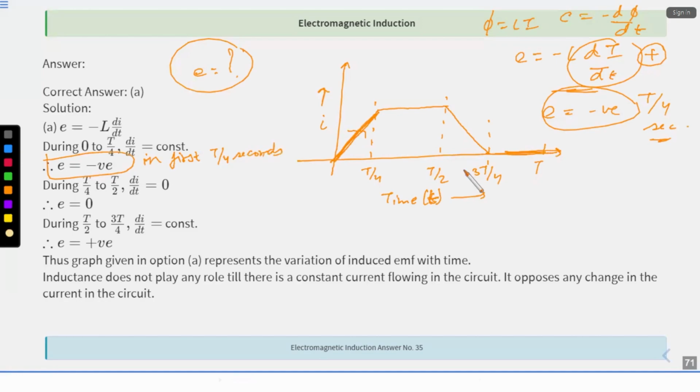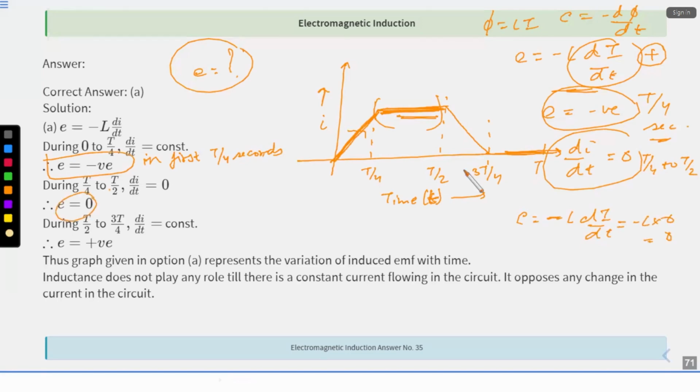Okay. Then in the next t by 4 seconds, it is constant as I can see here. So di by dt would be 0 in this case. Why so? Because current is becoming constant in this case. So this is for t by 4 to t by 2. So in this case, E would be minus L di by dt, that would be minus L into 0, that is 0. So 0 EMF would be induced when the current is in this phase from t by 4 to t by 2 seconds.